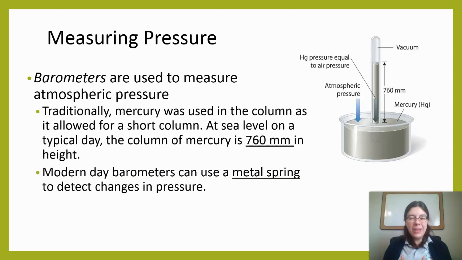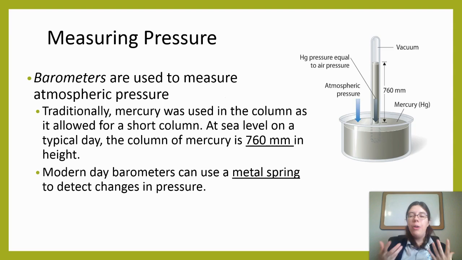So one of the key tools that we actually use for measuring pressure is a barometer. And you probably hear about barometric pressure if you watch the news or the weather. Traditionally, as I said earlier, mercury is used as a column because it allows us to have a shorter tool. At sea level on a typical day, the column of mercury will be 760 millimeters in height. And that's a really important number that we'll get to later. So this was what was traditionally used.